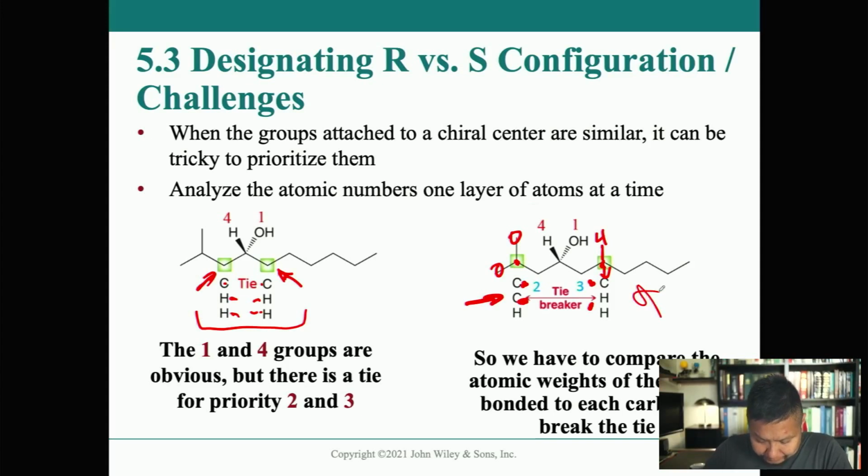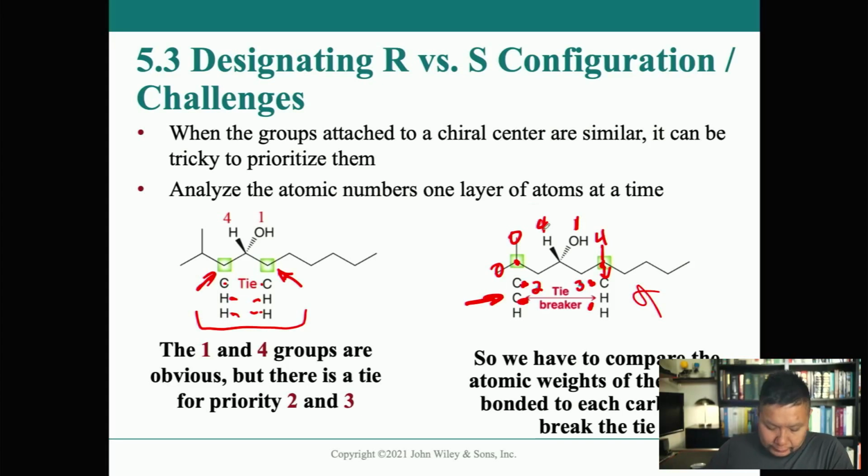And so now we can easily label the oxygen as being the highest priority, 1, because it's the highest atomic number. Then 2 is over here, because that carbon is the next highest priority. And then 3 would be the hydrogen over here. And then 4: normally, when a hydrogen is directly connected to a chiral center, it's always the 4th priority, right?